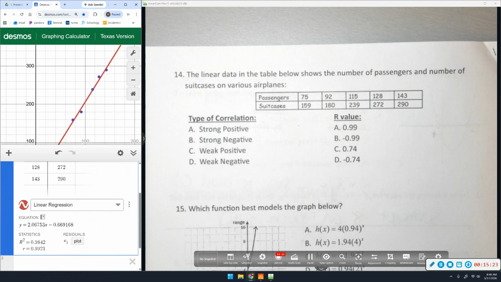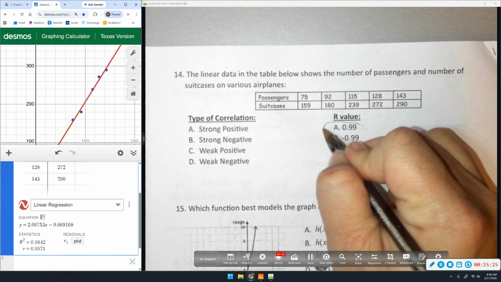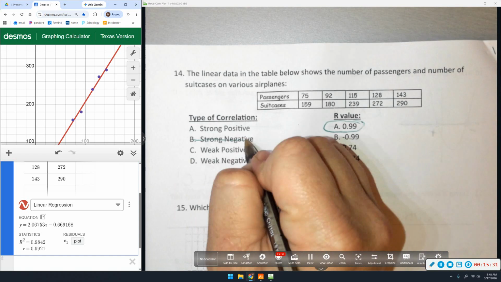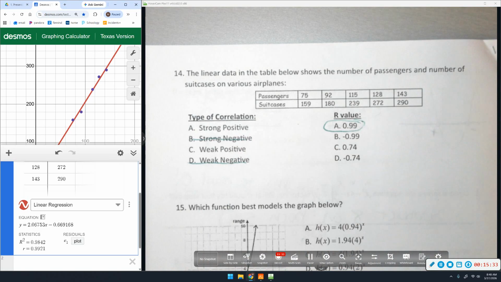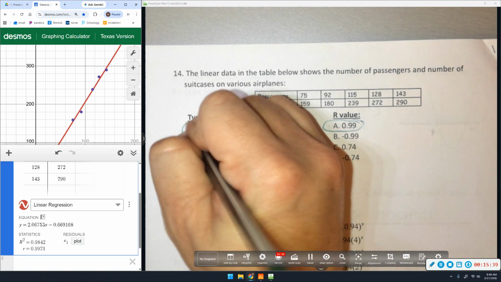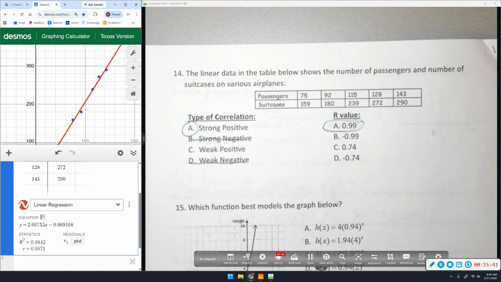So it shows me my R at the very bottom, and it's a positive 0.99. And because it's positive, I know this is going to be positive, so B and D are not my answer. Remember, weak is when the dots are super far from our line. These are all super close, and 0.99 is almost perfect, so this is a strong positive.